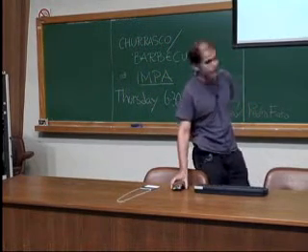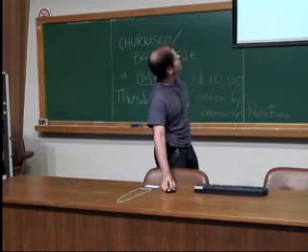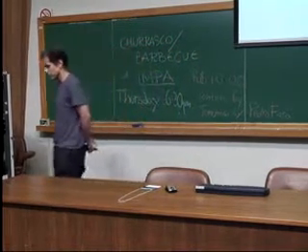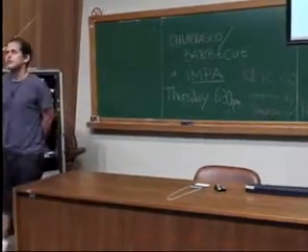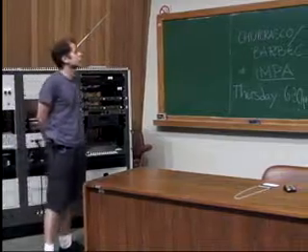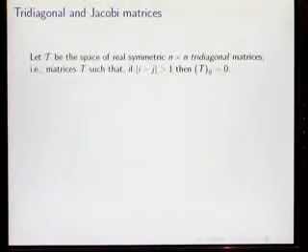What we're going to be talking about is matrices, especially tridiagonal symmetric matrices. A matrix is tridiagonal if it has diagonal entries and off-diagonal entries immediately below and above the diagonal, but nothing else. The rest is zero.